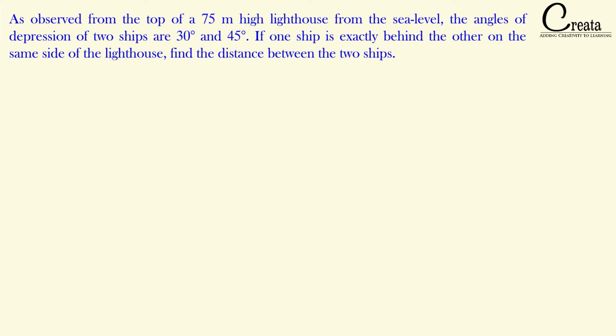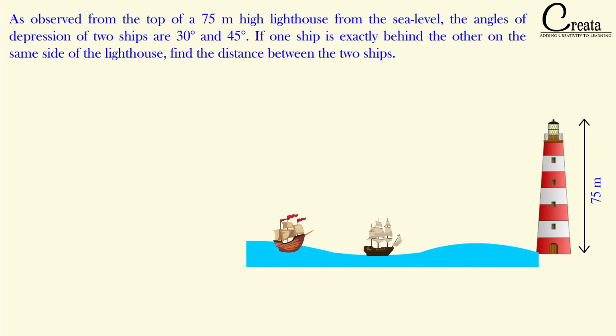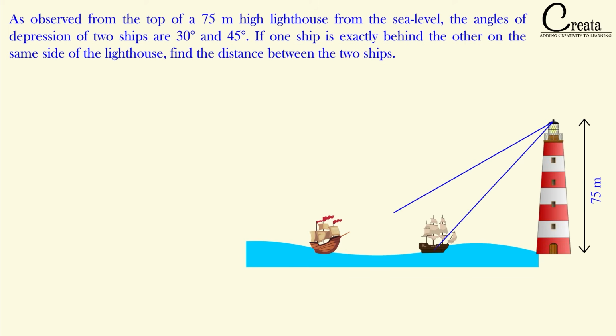Let's observe the question. This question is talking about a lighthouse of height 75 meter. And from the top of the lighthouse, an observer has observed two ships in the sea. We are having two ships in the sea, one behind the other. It means the observer is looking down toward the two ships from the top of the lighthouse. Angle of depression when we are looking downward, and this angle is with respect to the horizontal line. So these two angles are the angle of depression, which are 30 degree and 45 degree. Further in the question, we have to find the distance between the two ships. This distance we have to find in the question. So this is the question.